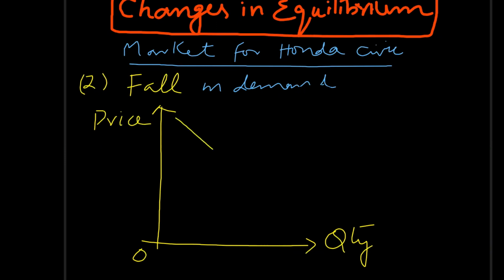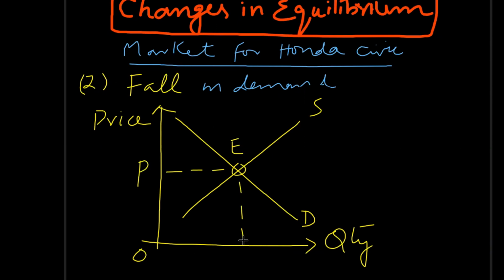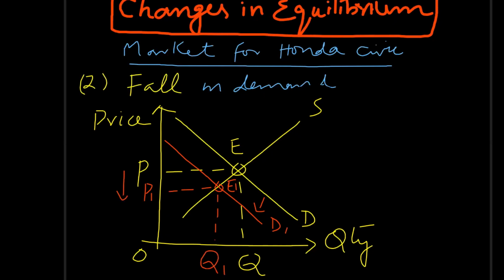Second situation is fall in demand. We will repeat the same process, draw demand curve, supply curve, label equilibrium as E, where price is P and quantity is Q. Now if there is fall in demand for Honda Civic cars, the demand for Honda Civic will shift to the left to D1, and new equilibrium will take place at E1, where price will fall to P1 and quantity traded will fall to Q1.